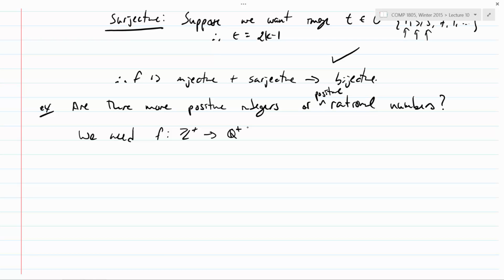So is it clear that that's okay? Does everyone accept that if I just list them in some order, that's the same as giving a bijection? Yes, okay, good. So we just need to list the positive rational numbers in some way.